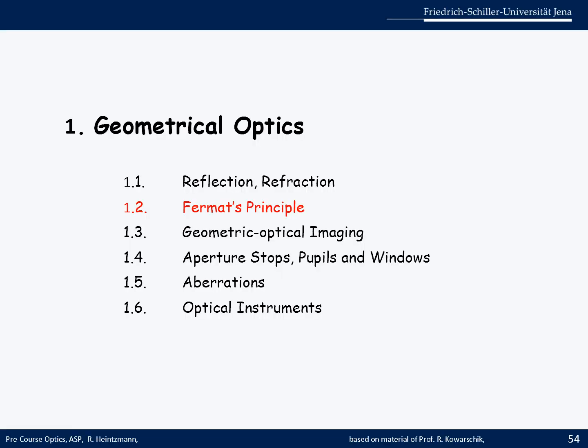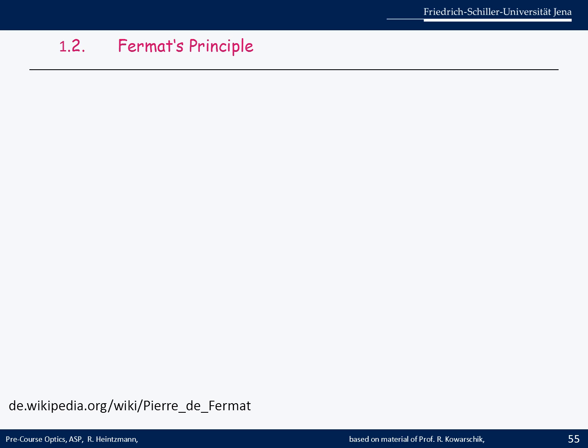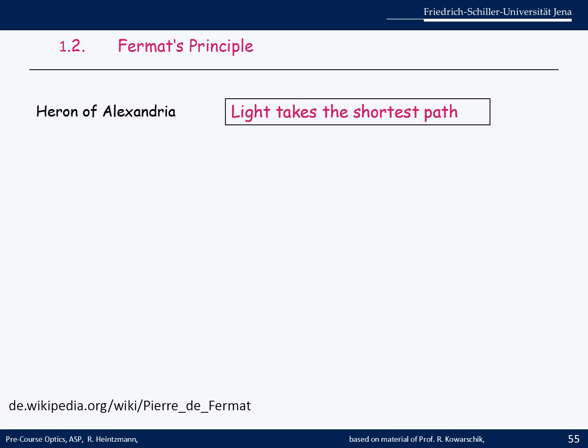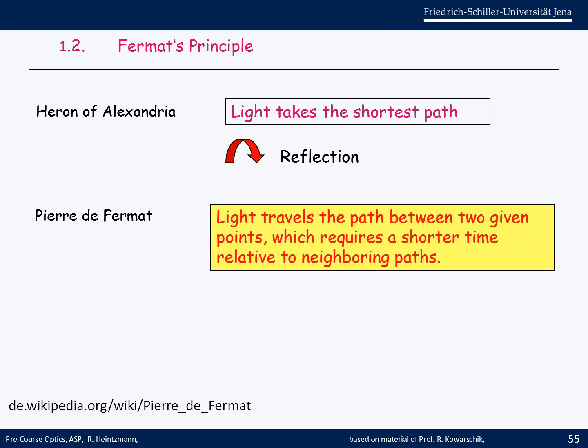So now that we've seen the basics of geometrical optics, we will continue with a very important but slightly intricate principle called Fermat's principle. To explain it, it's useful to first look at a sentence that Heron of Alexandria once said: light takes the shortest path. That, of course, can explain reflection. However, Pierre de Fermat made this more precise by stating that light travels the path between two given points which requires the shortest time relative to the neighboring paths. Time means the time of propagation that light takes.